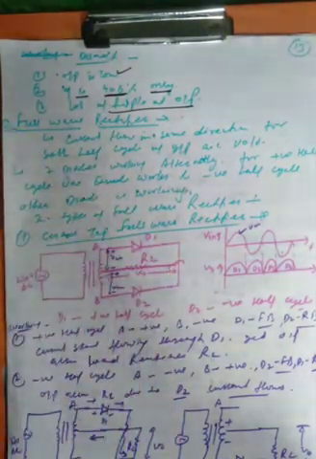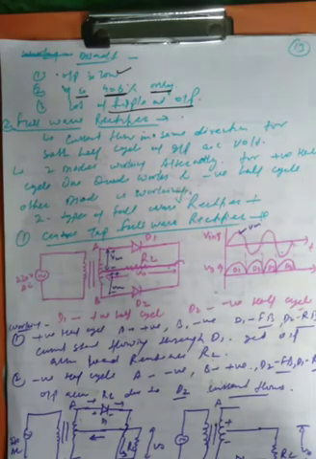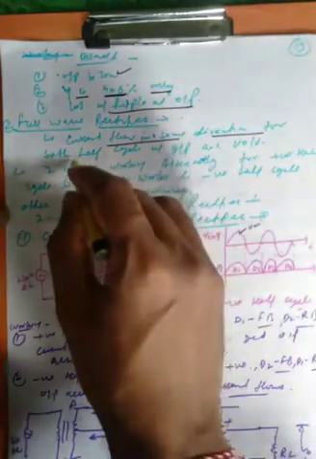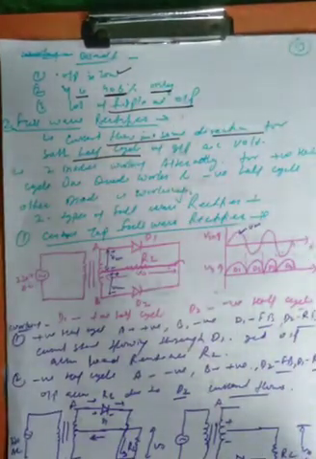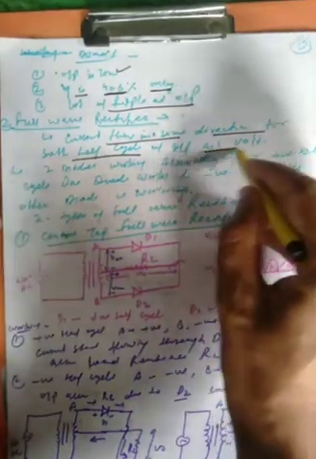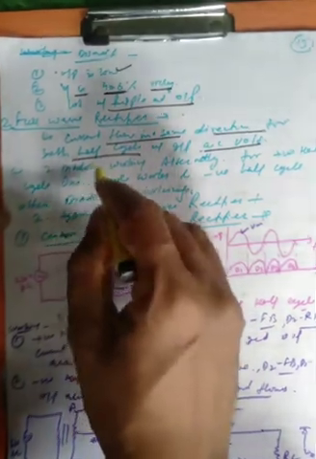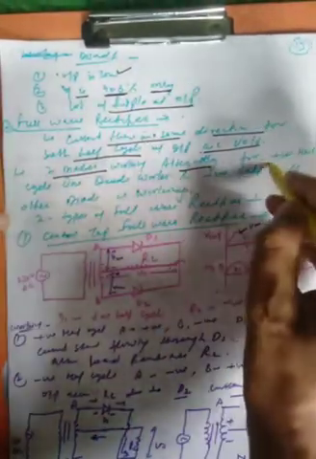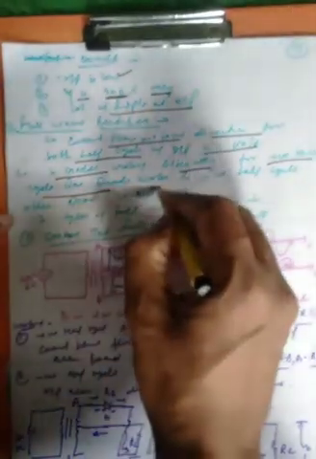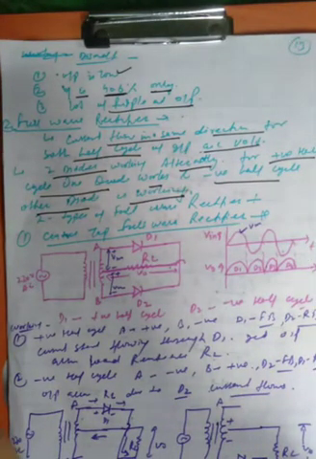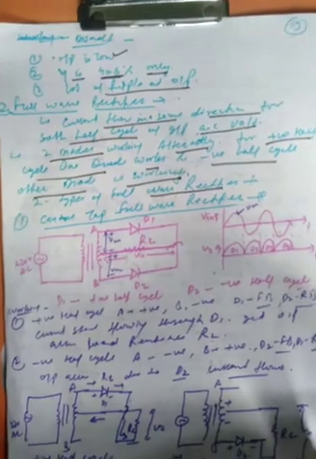Next is the full wave rectifier. It consists of two diodes, and current flows in the same direction for both half cycles, that is the positive half as well as the negative half cycle, as we apply the AC as an input signal. In the full wave rectifier two diodes work alternately. For the positive half cycle one diode works, and for the negative half cycle the other diode works. So we get the output in both the positive as well as the negative half cycles. There are two types of full wave rectifier. First is the center tap full wave rectifier, and second is the bridge rectifier.